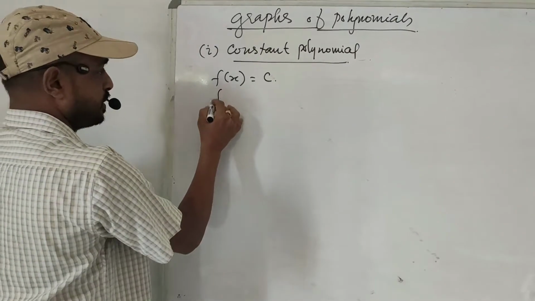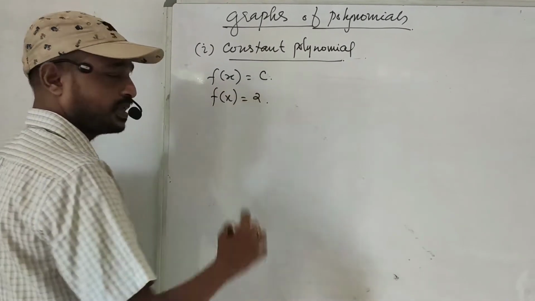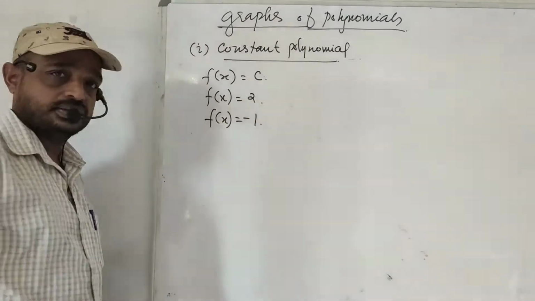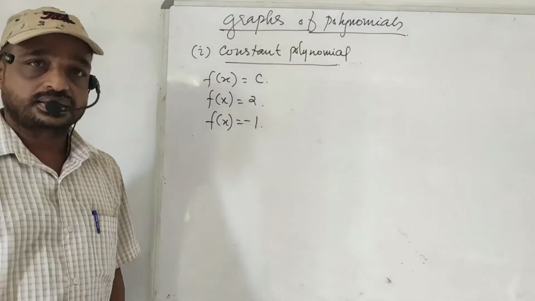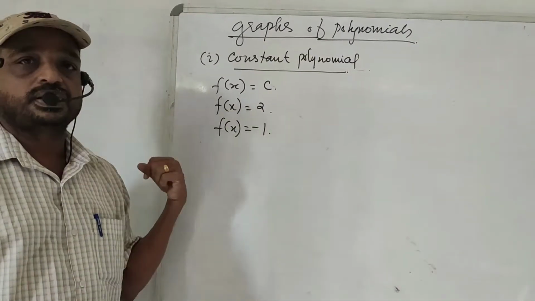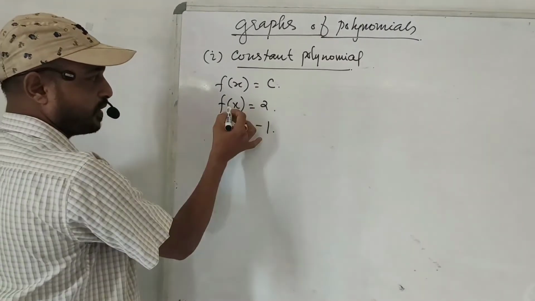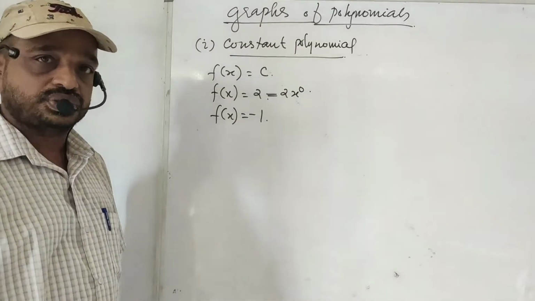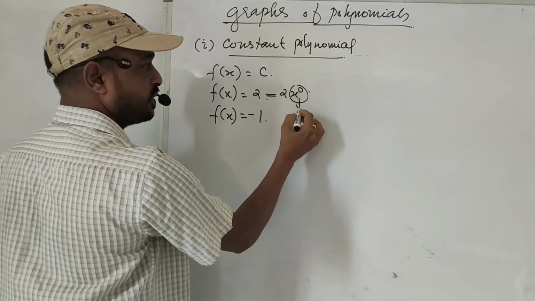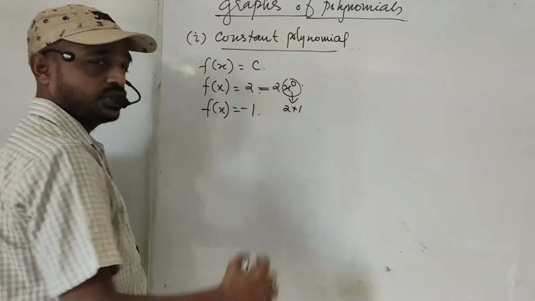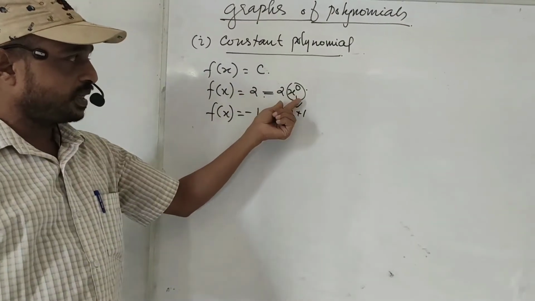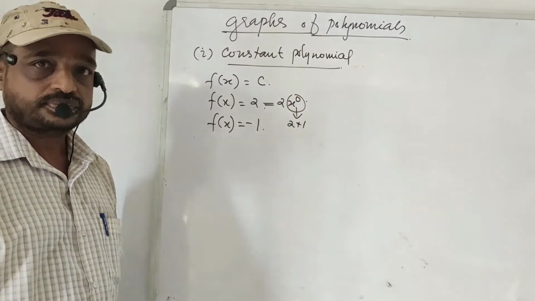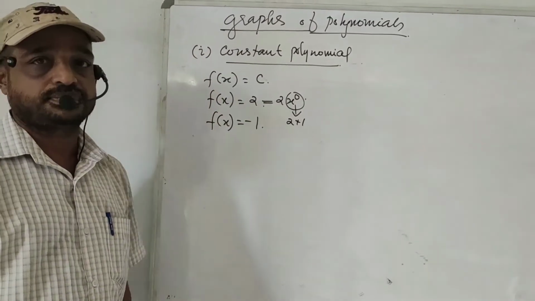For example, f(x) = 2 is a constant polynomial. f(x) = -1 is a constant polynomial. So what is the degree of a constant polynomial? The degree of a constant polynomial is 0, because if f(x) = 2, that can be written as 2x^0. What is x^0? x^0 is 1. This is nothing but 2 into 1, 2 itself. So a constant polynomial is a polynomial of degree 0.